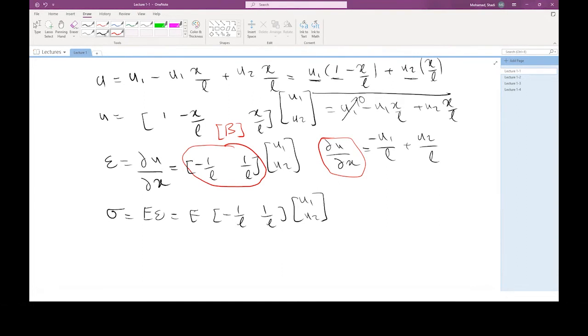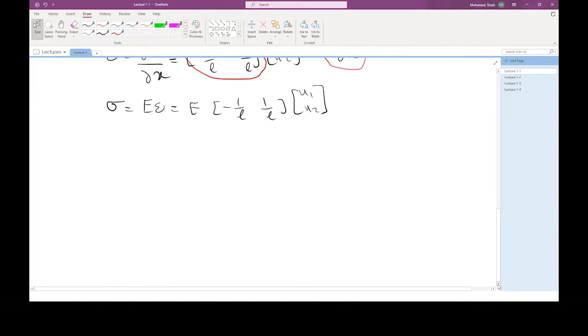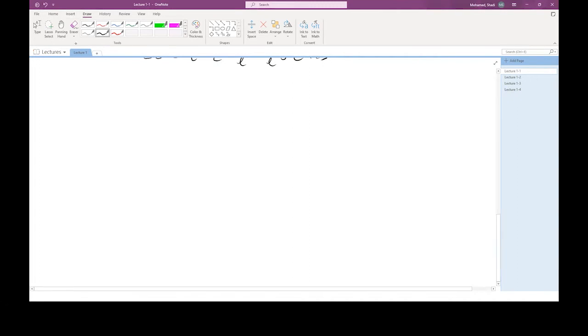So if you want, you can write the strain in relation to matrix B. I mean, instead of writing the full thing, you can just write the strain is equal to B multiplied with U, where U is U1, U2, and B is minus 1 over L, 1 over L. And the stress is going to be elasticity modulus multiplied with B multiplied with U. All right. Do you have any questions about this?